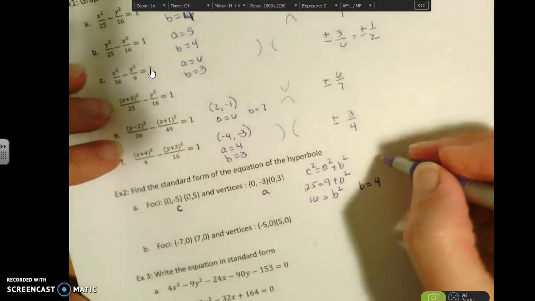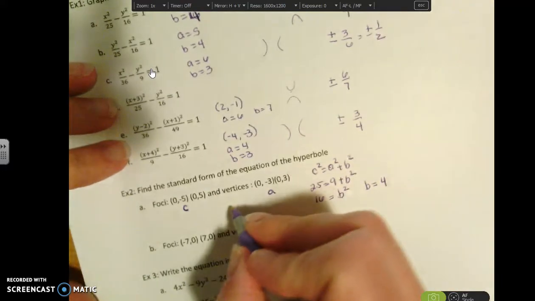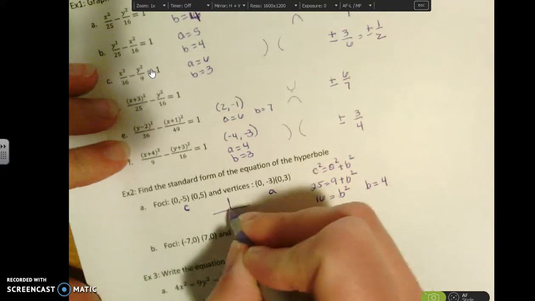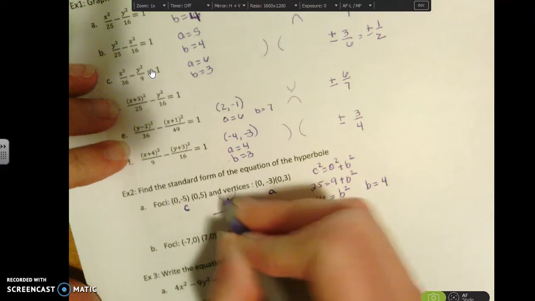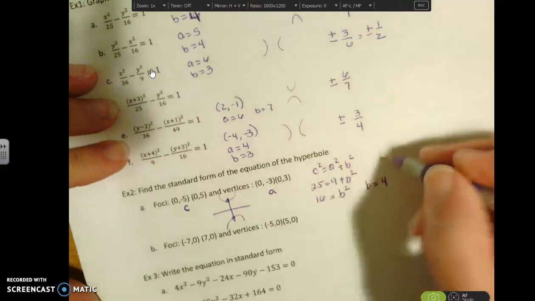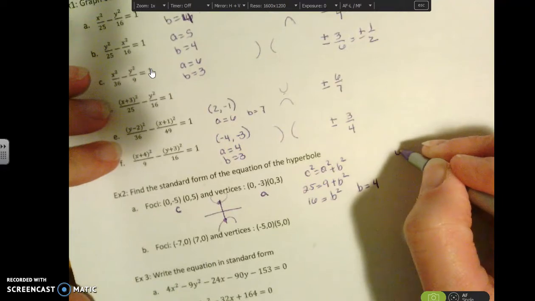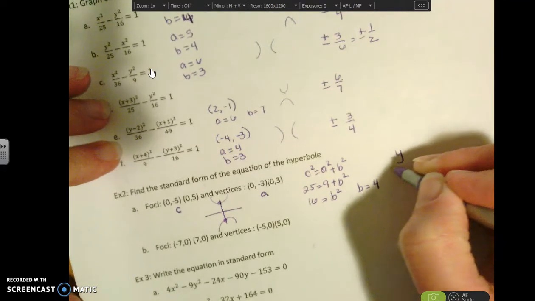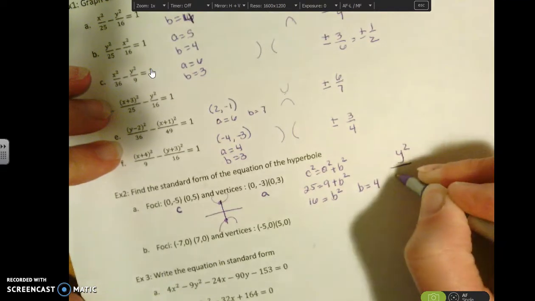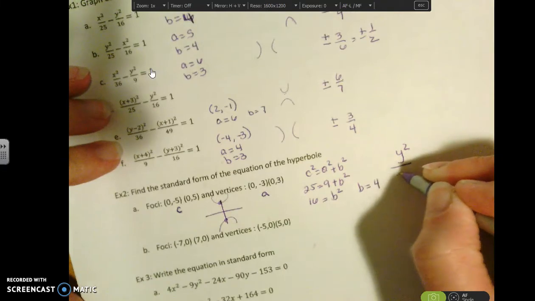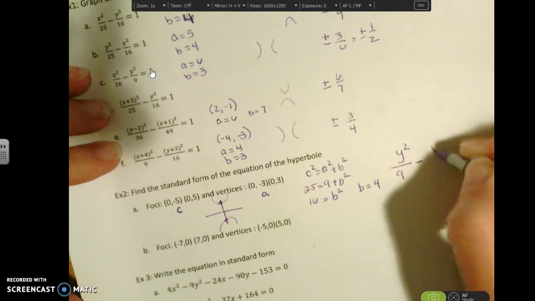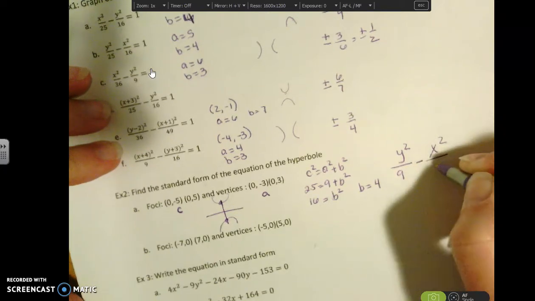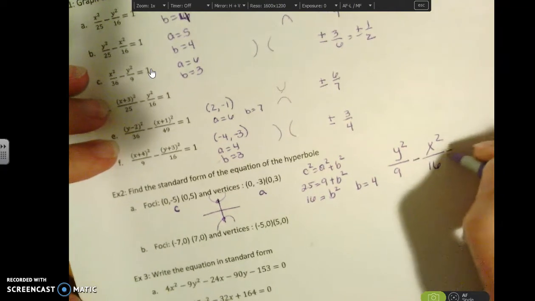write my equation. So since my vertices are at 0, 3 and 0, -3, that means that it's opening up and down. So that means I have to have y at the top, and my a value is 9, and I have to have the b value, which is 16, below the x, and that's going to equal 1.